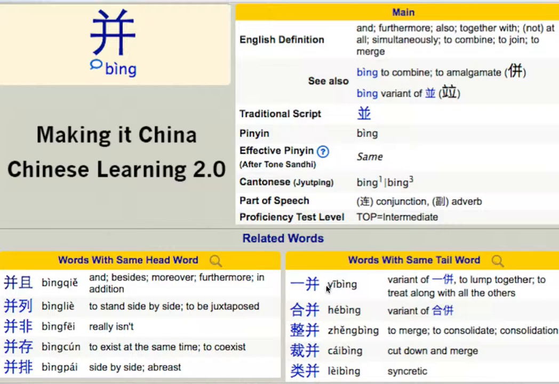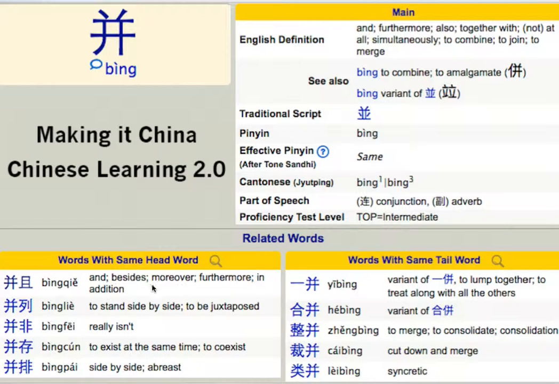All right, now let's look at the pinyin. 一并合并整并才并累并. All right, now let's look at the translation. 一并, to lump together. 合并, to merge. 整并, to merge. 才并, to cut down and merge. 累并, syncretic.